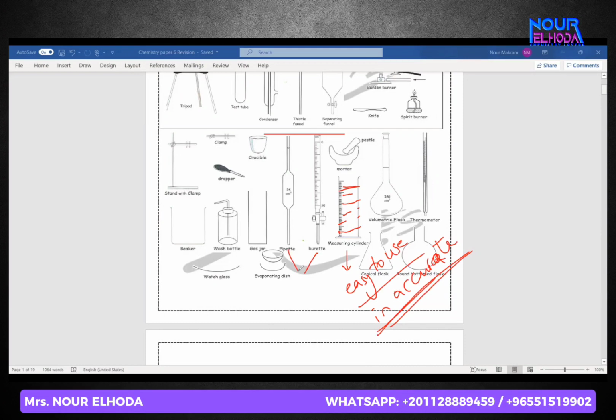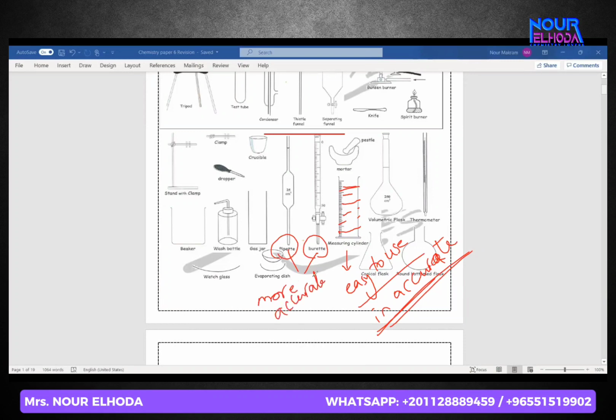What if he asks you, he was doing an experiment using a measuring cylinder and then he asks you, how can I make this experiment more accurate? I will say use a burette or pipette because they are more accurate. So the pipettes and the burettes are more accurate.